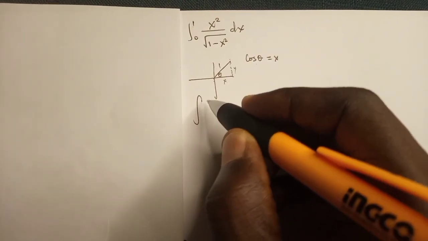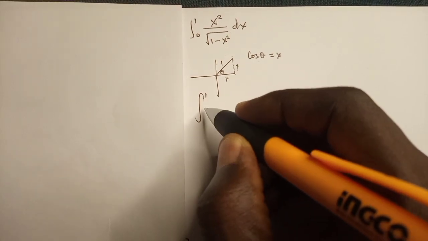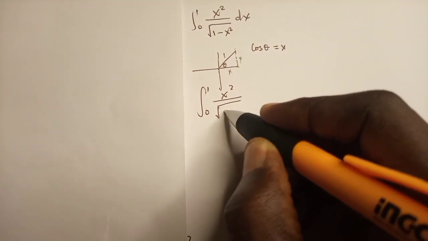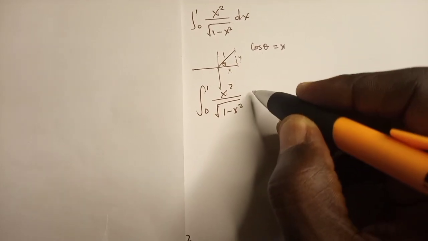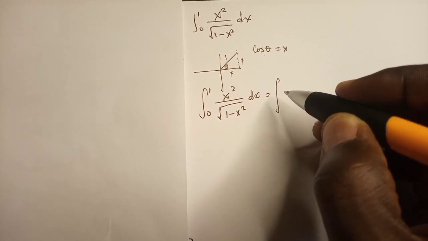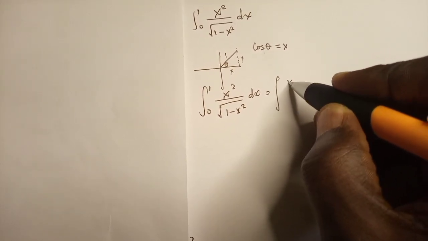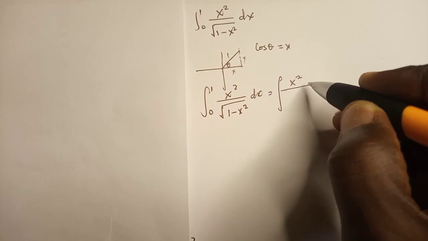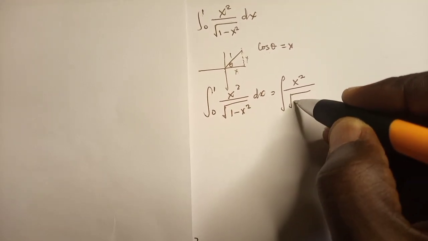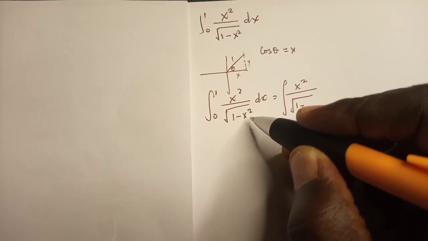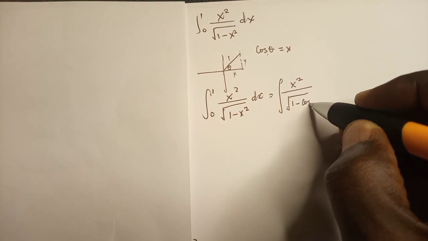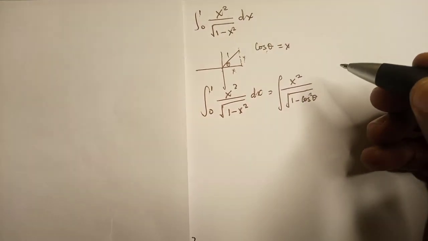So we have the integral of x squared on the square root of 1 minus x squared dx, which will be equal to the integral of x squared all over the square root of 1 minus, so we have now substituted the x for this. So we substitute this cos square theta.